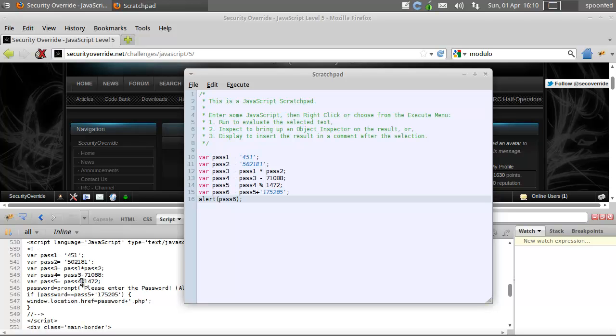Modulo means to take the remainder. So if you have 9 mod 3, that means 0, because 3 times 3 is 9, so you don't have any remainder. So in this case, the remainder of this is 1279. No? Yeah, 79.